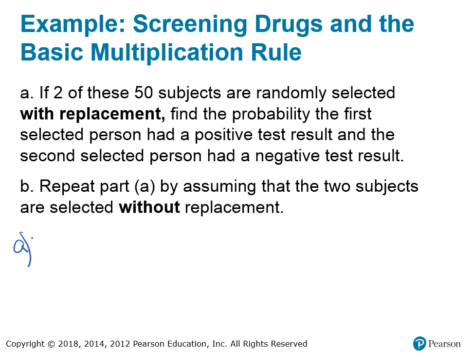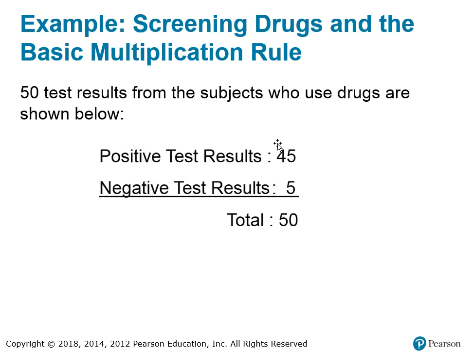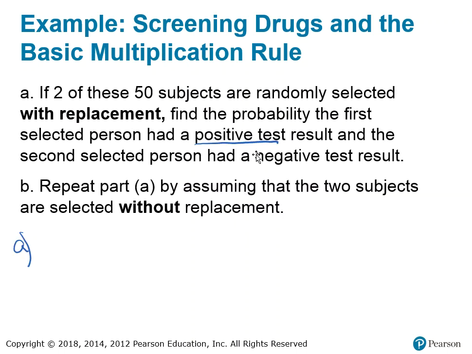So let's just think of this one person at a time. From the previous slide, we're looking at a positive result first. We have that 45 people had a positive result, and there were a total of 50. As we talked about in the first section, 45 having the positive out of 50 total is the probability. Now when we talk about replacement, that means the individual you chose goes back into the pot, so their name is still in there and I could choose them again.